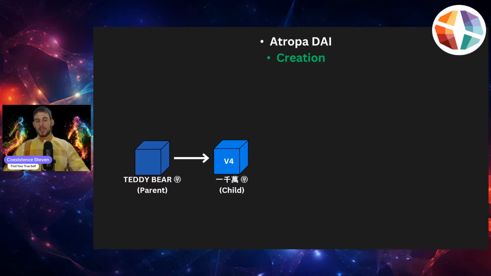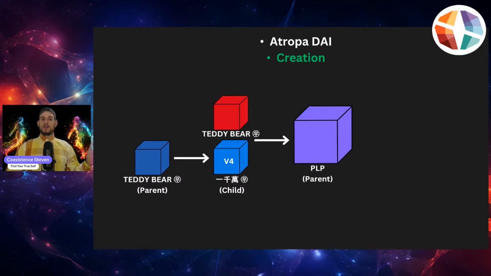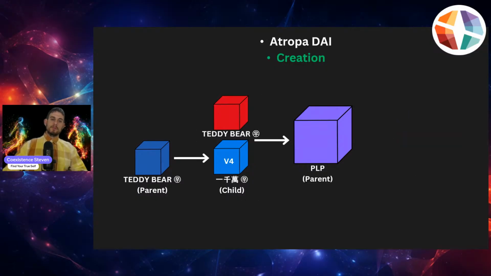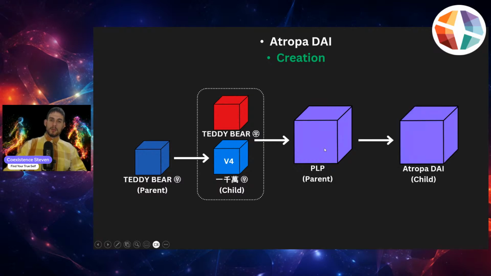So then how do we get the Atropa DAI? So this is where it gets really interesting. The parent to the Atropa DAI is a PLP token. So basically, teddy bear and this teddy bear child token come together in a PLP to create this token, which ends up being the parent to the Atropa DAI.